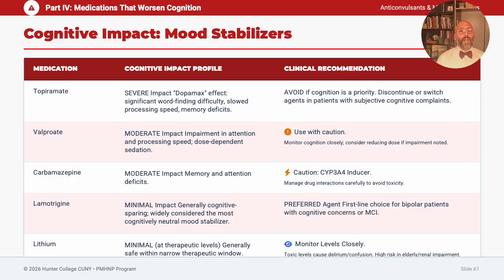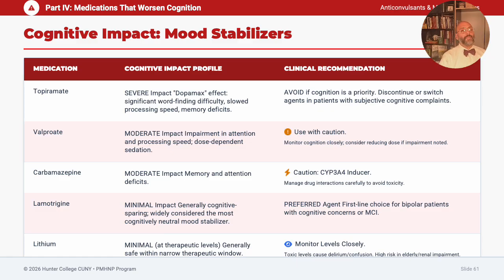Valproate falls into the moderate category, and it commonly impairs attention and processing speed, and the effect is dose dependent. So use this with caution and monitor the cognition over time. If impairment emerges, then dose reduction should be considered. Carbamazepine is also moderate with memory and attention deficits, plus an added layer of complexity because of the CYP3A4 induction. So drug-drug interactions can worsen both the cognitive and systemic toxicity.